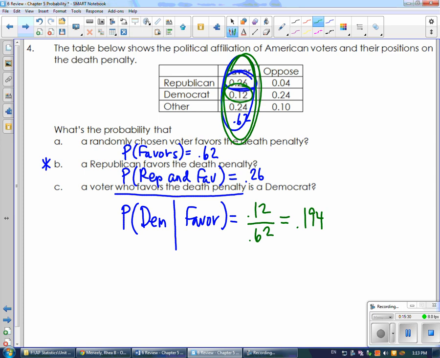So there's a very slight difference in the way questions B and C are worded. So make sure that you note that difference so that you can tell when something is given to you ahead of time, when something represents a condition. And again, we're looking just at the people who favor the death penalty and looking for the proportion that are Democrat, whereas in Part B, we're just looking for a Republican who favors the death penalty. We're looking for both at the same time.